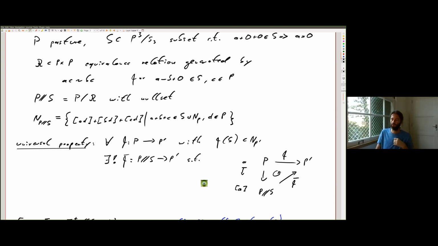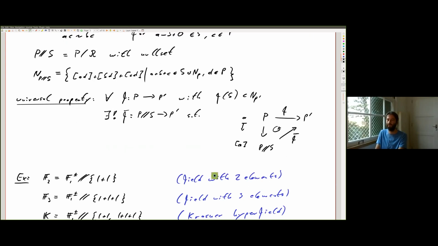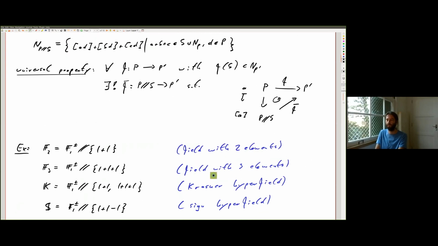So these are quotients, and we can already consider some interesting examples, starting with F_1^±. So we look at the quotients of F_1^±. I wrote down a couple of examples. The first one is the field with two elements, F_2. So it's clear that in F_2 we have 1 plus 1 is 0. But this equation is already enough to define F_2 as a quotient of F_1^±.